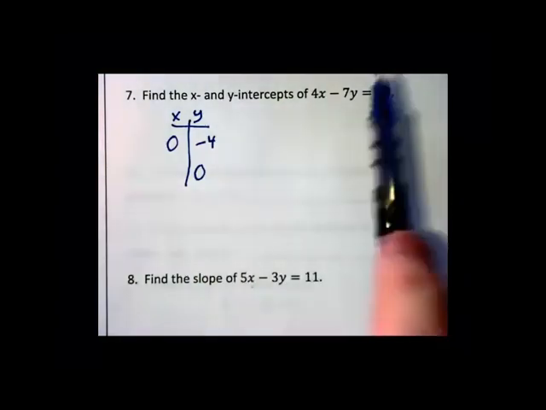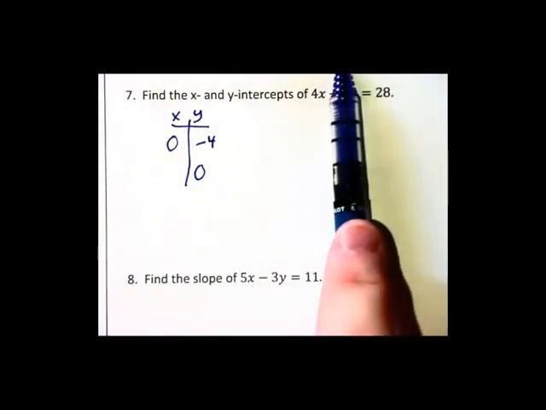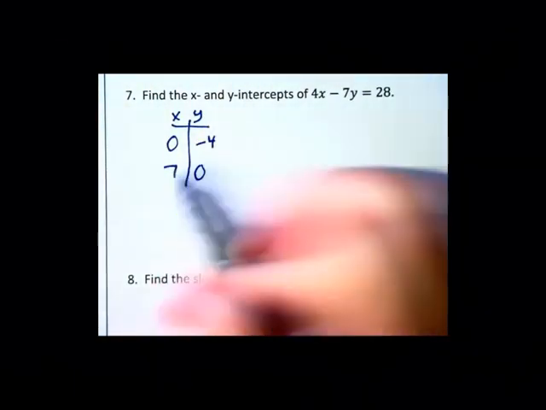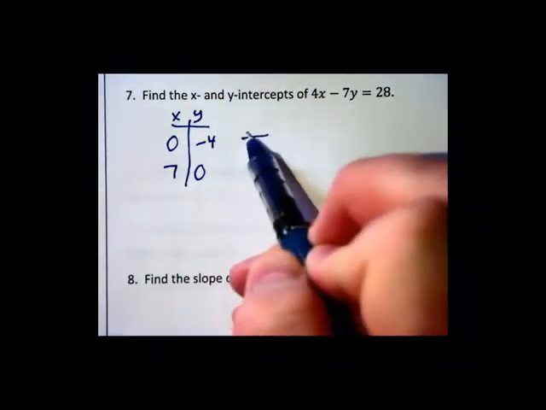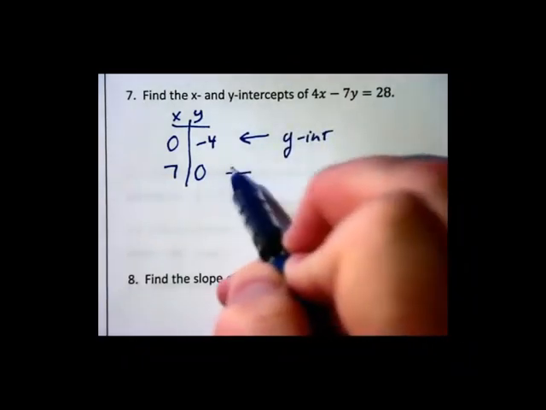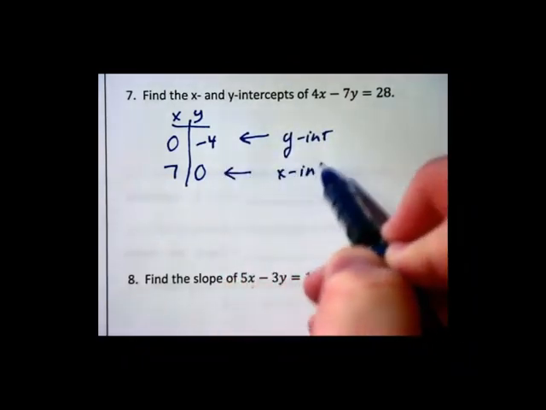And when y is 0, I can cover over the 7y. We're left with 4x equals 28. Dividing by 4 gives us 7. So 0, negative 4 is the y-intercept, and 7, 0 is the x-intercept.